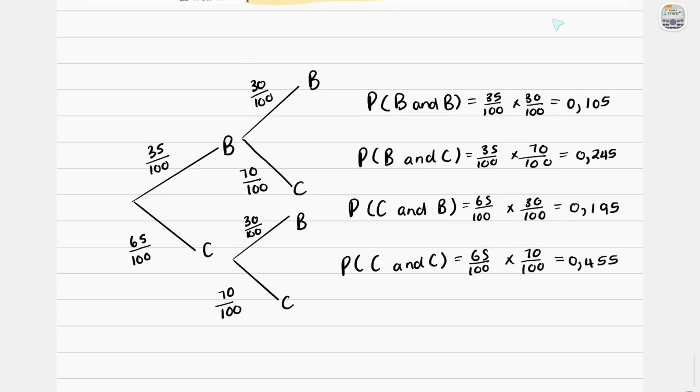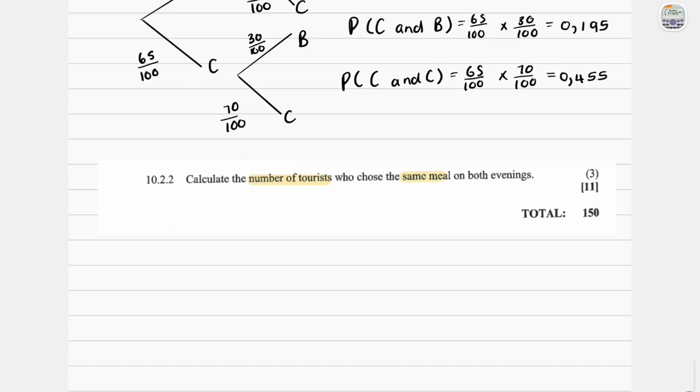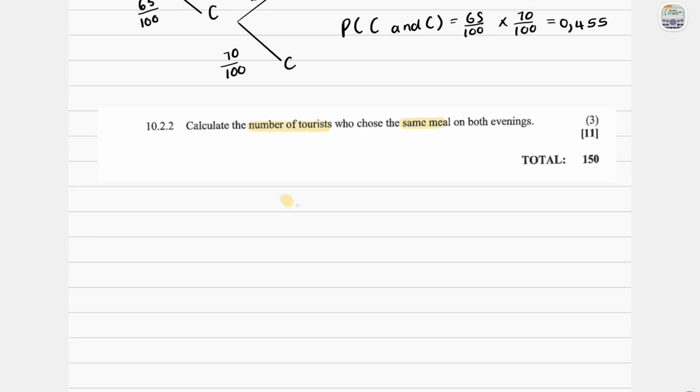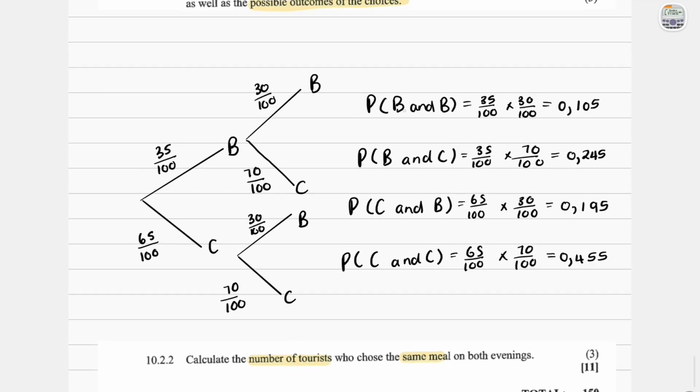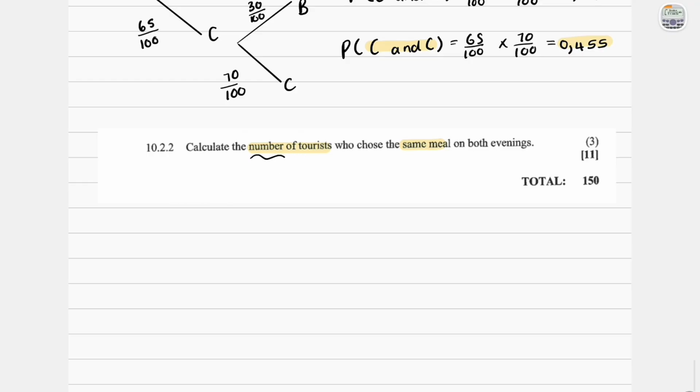And moving on to the next question. Question 10.2.2 says, calculate the number of tourists who chose the same meal on both evenings. So the same meal, meaning on evening 1, they took one meal, and then on evening 2, they took the same meal. So that would be beef and beef, or chicken and chicken. You can see their values. We can just write this down first. This is first the probability, because they want us to find the number of tourists. So the probability would be beef and beef, plus chicken and chicken. And then we'll just add those probabilities.